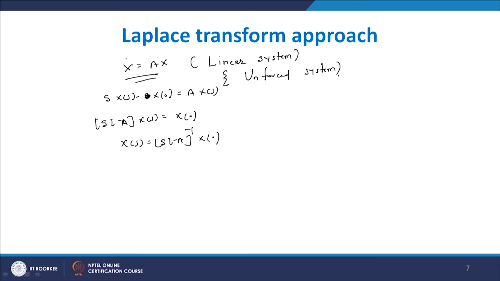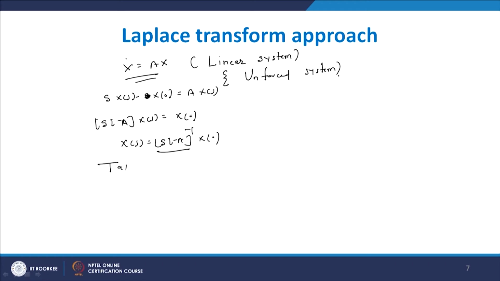We have taken the Laplace transform: s X of s minus x of 0 equals A multiplied by X of s. Now, this X of s and X of s we have taken to one side. So, we get I, we have replaced with an identity matrix because we have to consider it with A. So, sI minus A into X of s equals x of 0. Now, this sI minus A we have taken to the right hand side. So, sI minus A inverse into x of 0. Now, we have to take the inverse Laplace transform.